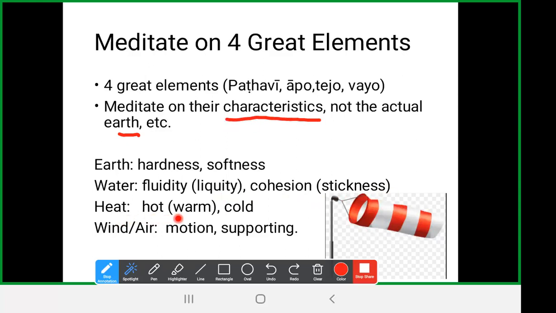The heat will be hot, warm, or cold. The wind will be motion. So how do you know the wind? Actually, we cannot see the wind, but for example, you can see a small balloon moving around, then you know the wind is there. And when the wind is there, it's like supporting it. So the wind has the function of supporting this kind of thing. All right. So that's the characteristic. So the main thing when you meditate on the 4 great elements, just remember you try to meditate on their characteristic.